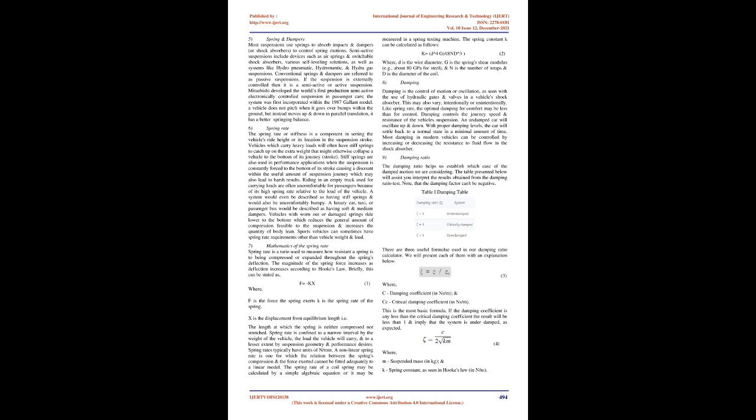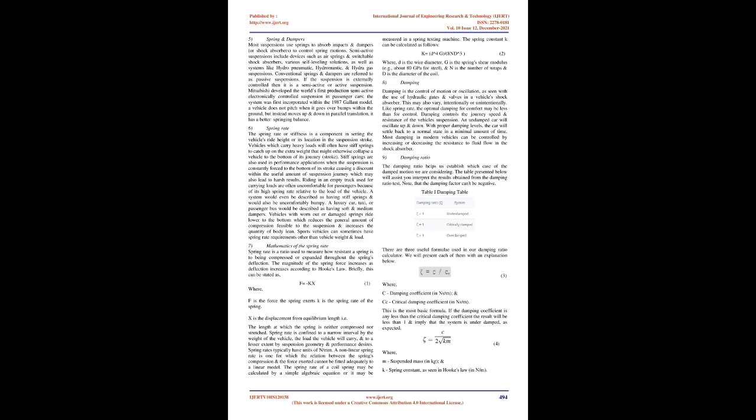Semi-active suspensions include devices such as air springs and switchable shock absorbers, various self-leveling solutions, as well as systems like hydropneumatic, hydrolastic, and hydrogas suspensions. Conventional springs and dampers are referred to as passive suspensions. If the suspension is externally controlled, then it is a semi-active or active suspension. Mitsubishi developed the world's first production semi-active electronically controlled suspension in passenger cars. The system was first incorporated within the 1987 Galant model.